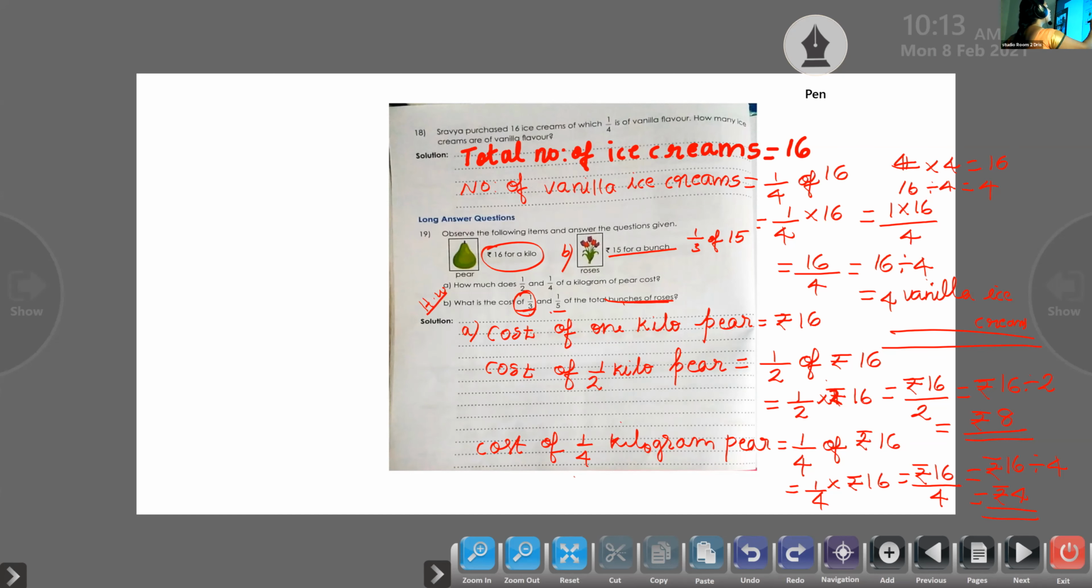And to find cost of 1 by 5 of a bunch, what do you want to do? You have to find 15 divided by 5, or 1 by 5 of 15. Please follow the step: 1 into 15 divided by 3 or 1 into 15 divided by 5, because sometimes numerator may not be 1. That time if you didn't multiply, the answer will be wrong. So everybody should multiply the number and numerator. Then only you have to divide. Like here, 1 into 16 by 4. Here also 1 into 16 by 4, like that.